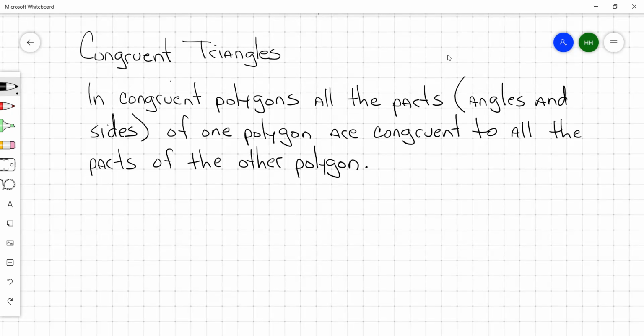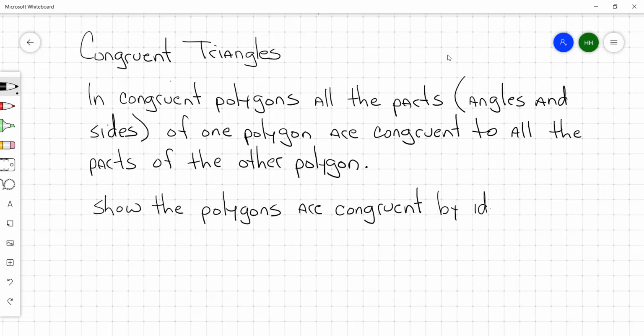All right, so you're going to be given some triangles today, or some quadrilaterals, and you're going to be asked to show that the polygons are congruent by identifying congruent parts, then write a congruence statement.